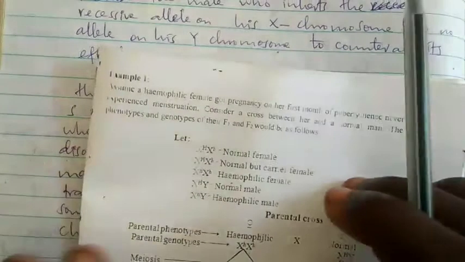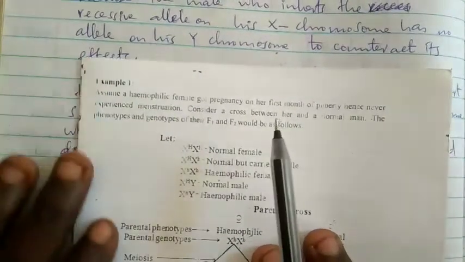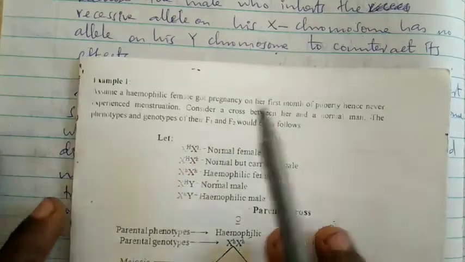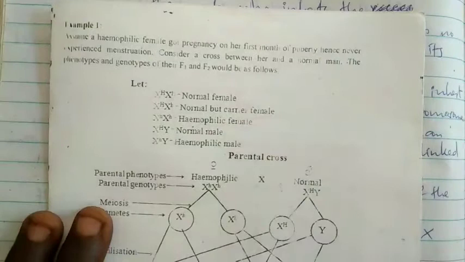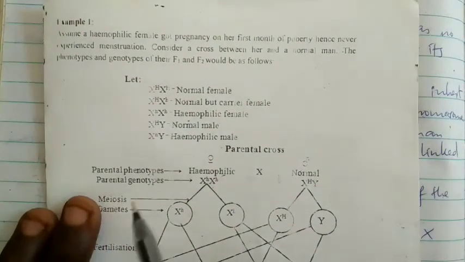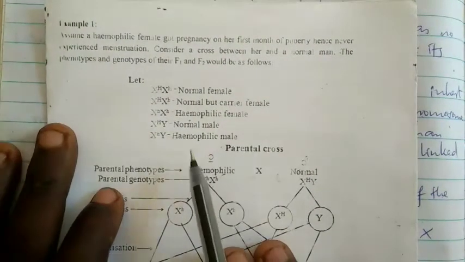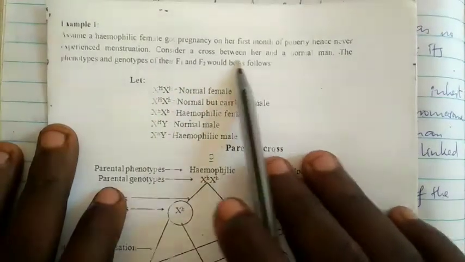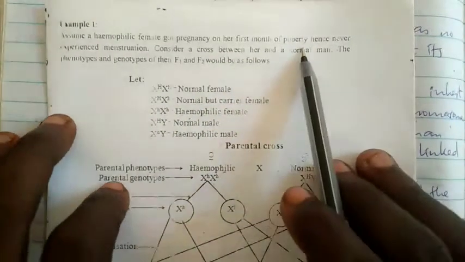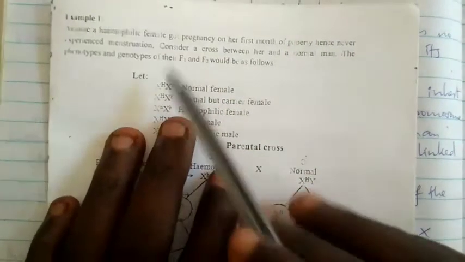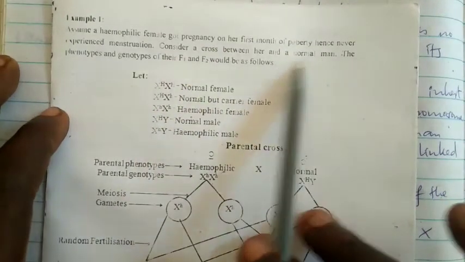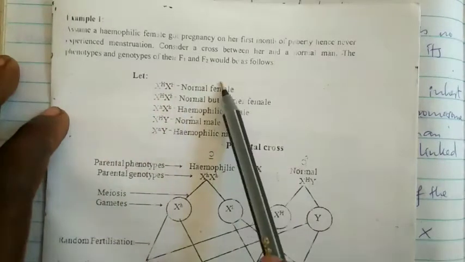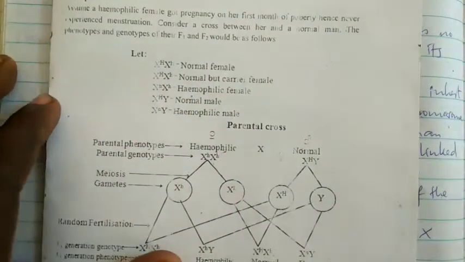Example ni hapo. Assume a hemophilic female got pregnancy. Lakini ujiulize atapataje mimba? Labda huyo mwanaume amemtimba kabla hajapata menstrual ya kwanza ndio ampe mimba. Got pregnancy in her first month of puberty, hence never experienced menstruation. Consider a cross between her and a normal man. The phenotype and the genotype of F1 and F2 is shown below.